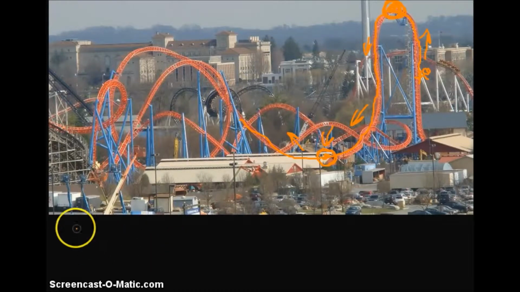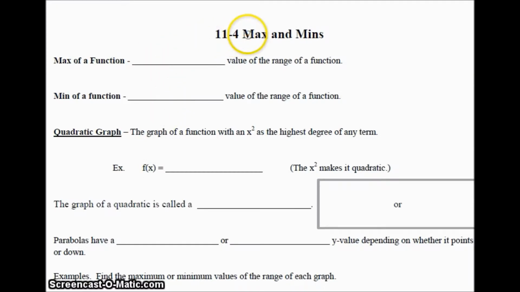So in today's lesson, we're going to be learning about minimums and maximums, and which one coordinates with each of these points. One is this point up here, the highest point, and the other is the lowest point down here. As we take a look at our notes, here we have a maximum and a minimum. This is 11-4, the last section of chapter 11, where, if you remember, we talked about functions in the beginning.